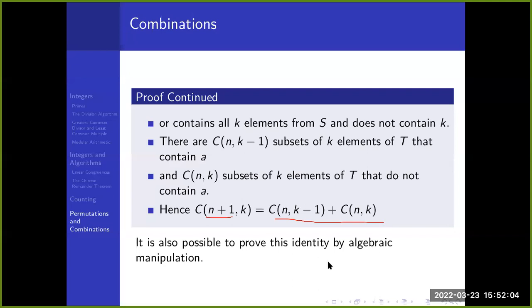It's also possible to prove this using some algebraic manipulation. You just apply the formula for computing this and also the formula for computing this. Then you simplify and show that it is equal to the left-hand side. Are we together?